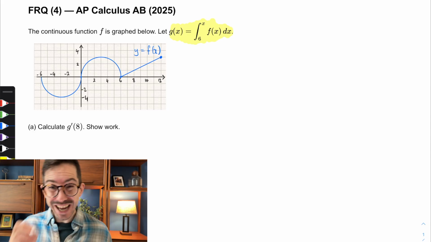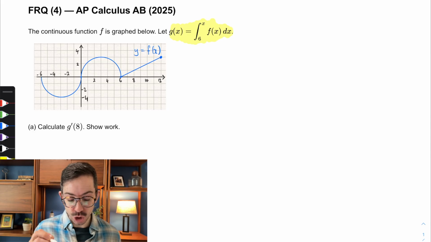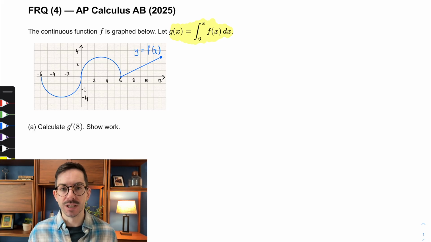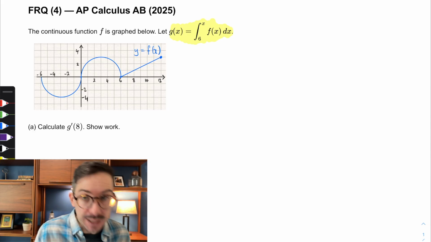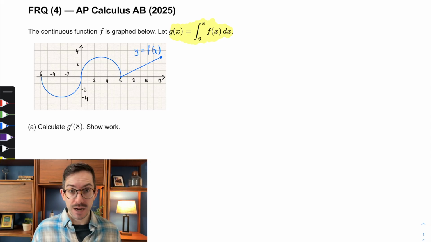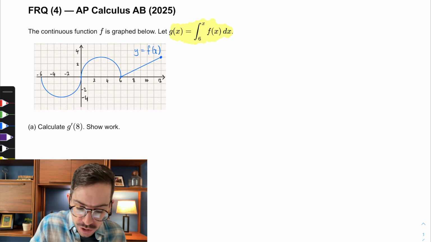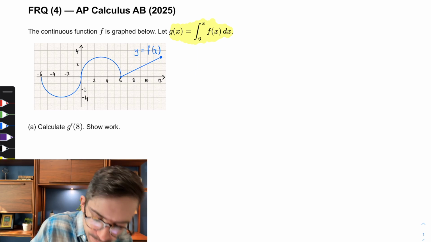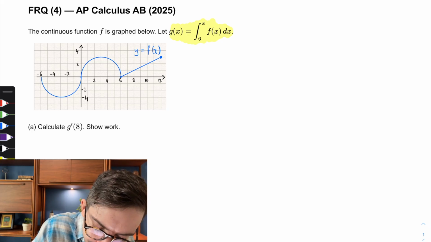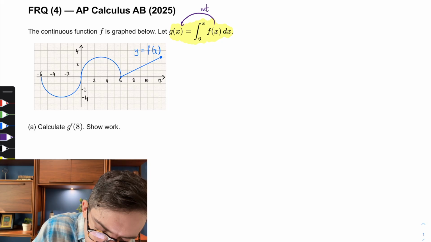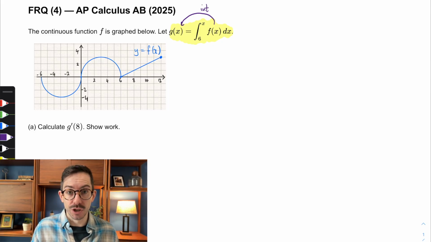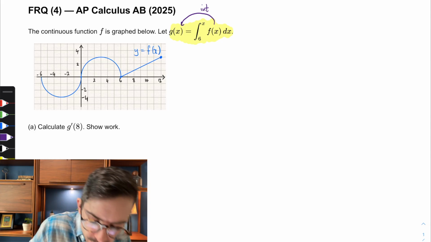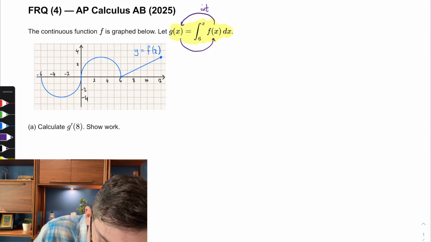So for part A, we are asked to calculate g prime of 8, and we have to show our setup, okay? So what I would just say immediately is we're going to use the Fundamental Theorem of Calculus. Because what does the Fundamental Theorem say? It says that if I take a function and I integrate it, so here we're integrating the function f in some sense to get the function g, if I want to undo that process, all I have to do is differentiate.